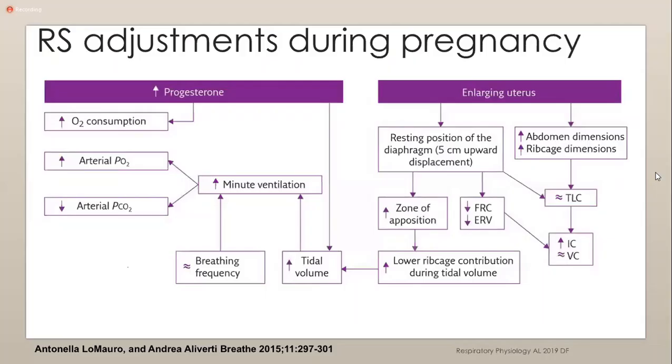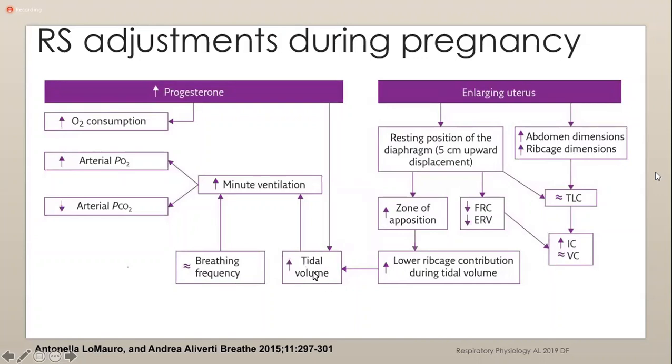And there's another condition where there are certain respiratory adjustments, that is pregnancy. In pregnancy, most of these changes are due to increased progesterone, and as a result, the oxygen consumption is increased. How exactly progesterone causes an increase in the tidal volume is not very clear. Probably it affects the regulatory mechanisms. So the tidal volume is increased while the breathing frequency remains more or less the same.